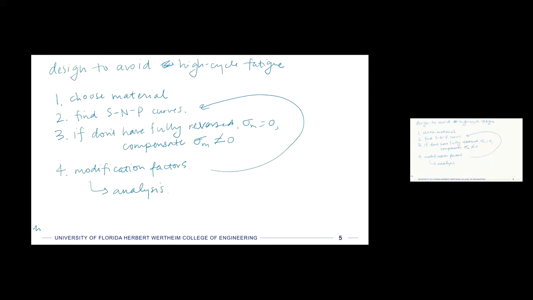And you may have to iterate through this. You may choose a material and then find that you can't possibly support the stress that you need to with that material. You may have to go back to the drawing board. Or you may find that you can get a cheaper material, that you've actually over-designed this, and so you can go back and choose a lower strength material for your application. But this is the general procedure.